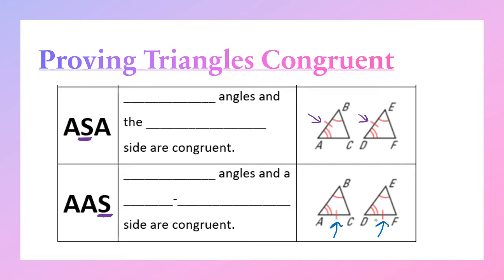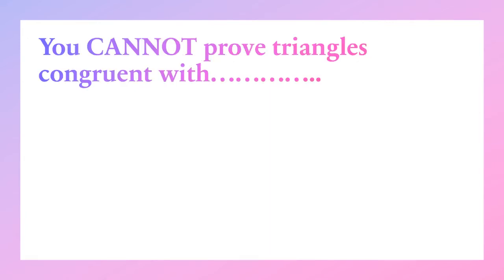So the first one, angle, side, angle: you must have 2 angles of one triangle, and the included side must be congruent. Versus angle, angle, side, where you also have 2 angles, except this time you have the non-included side. So the difference between angle, side, angle, and angle, angle, side is the location of the side. So is it between the 2 angles or is it not between the 2 angles?